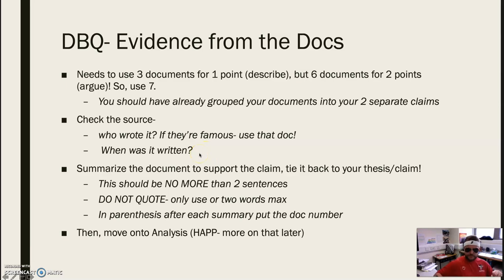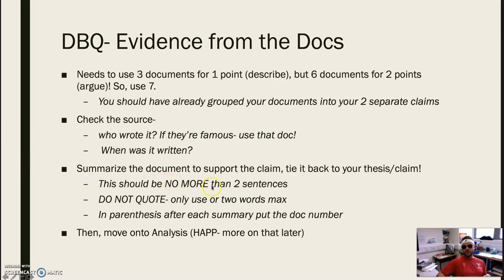So you're getting ready to write, and the first thing you're going to do is summarize the document to support the claim. Tie it back to your thesis or claim. I'm going to show you an example of that in a second, but as you are doing your evidence portion, you're just going to summarize the document. It's super easy. That's going to get you your 1st point, but then you're going to tie it back to your thesis or claim, and that's going to get you that argument point, that 2nd point.